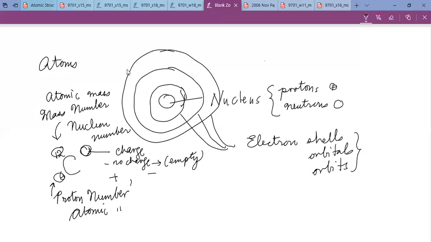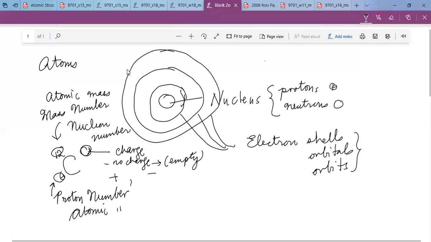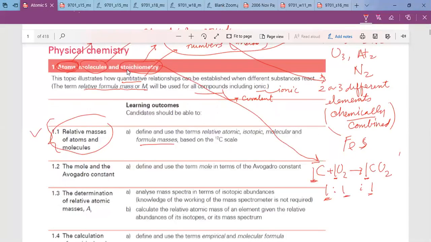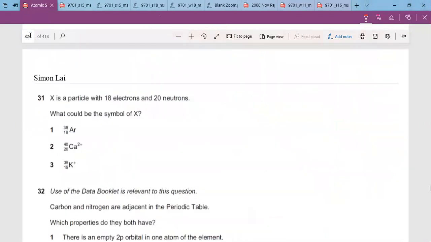Now let's go and see the overall. I want to go to that first because this is Form 5 work. I want to show you how these kinds of questions are asked. Let's look at a symbol first. Page 323. These are your notes, you can find them on my website.